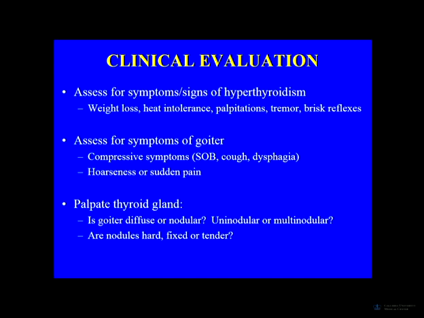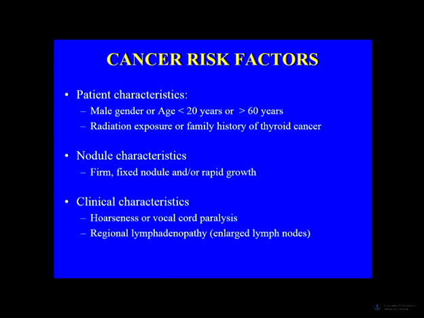And then lastly, of course, you want to palpate the thyroid gland itself. So is the goiter diffuse or nodular? That will help begin to have you think about the differential. Is there one nodule, or are there multi-nodules? Are the nodules hard, fixed, or tender? This last point leads to the next slide, but some of these factors can be associated with an increased risk for malignancy. So what are cancer risk factors with nodules? Well, first, there are patient characteristics. So male gender is an increased risk factor. This, in the past, I think has confused some students.